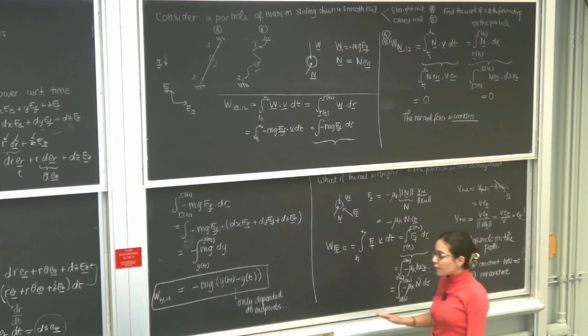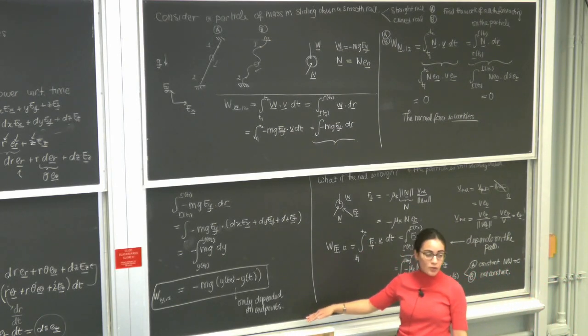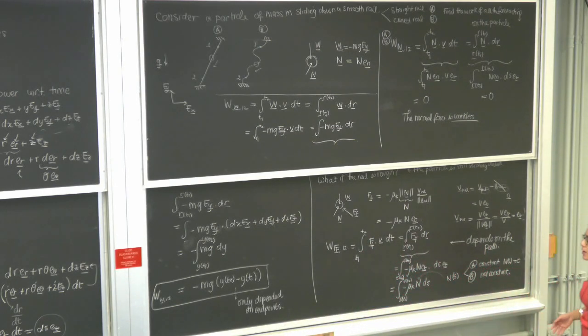So whereas the work of the weight did not depend on the path, it only depended on the endpoints, the work of the friction force depends on the path. Any questions? Is the friction force a conservative force? No. Unlike the weight, it's not.